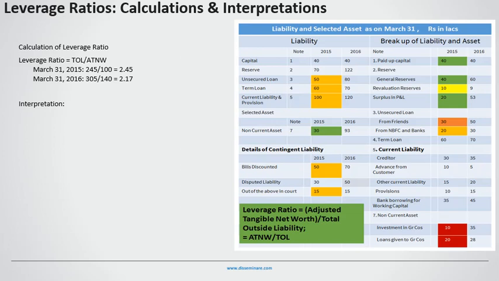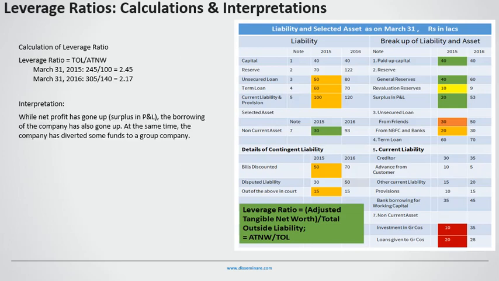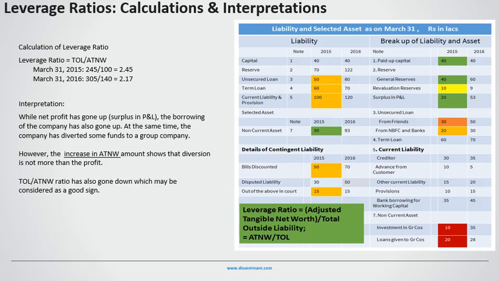Let us look at the interpretation of these findings for the banker. While net profit has gone up, surplus in P&L, the borrowing of the company has also gone up. At the same time, the company has diverted some funds to a group company. However, the increase in ATNW amount shows that diversion is not more than the profit. TOL by ATNW ratio or leverage ratio has also gone down, which may be considered as a good sign.